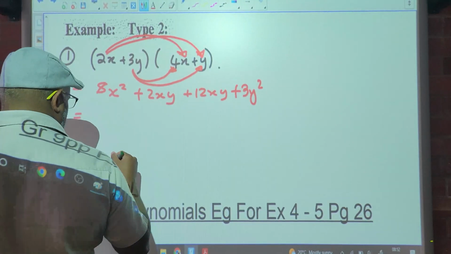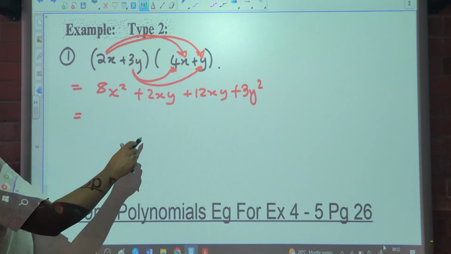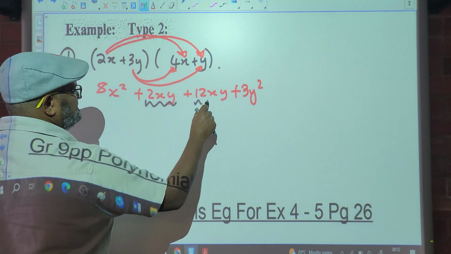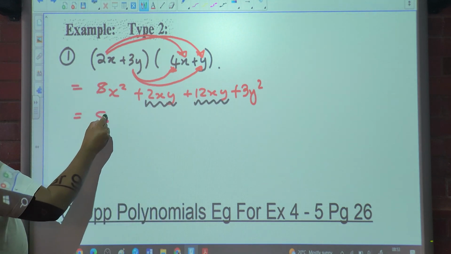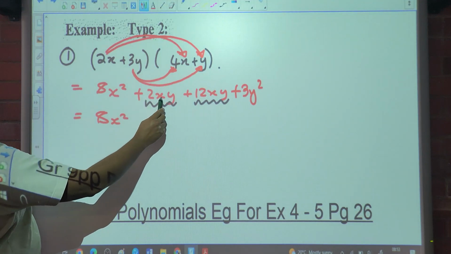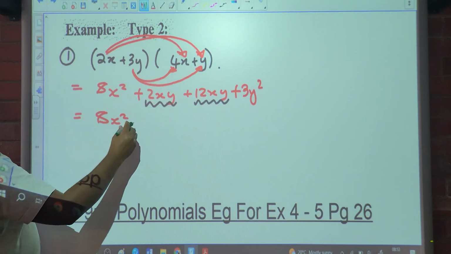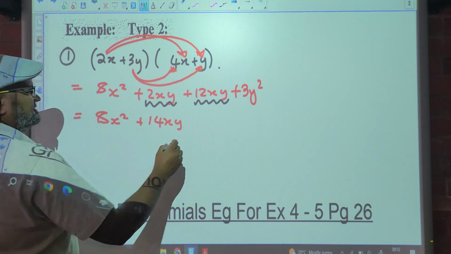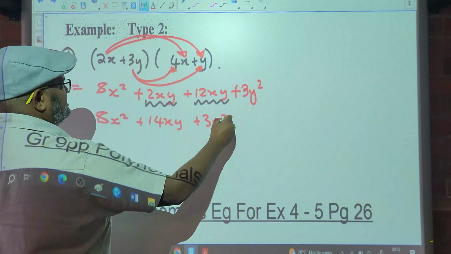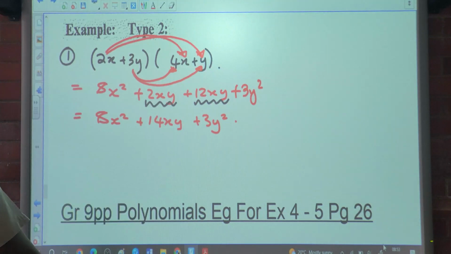Okay. So what are we going to look for now? Like terms. These are the only two like terms here. Not so? So what do I write? 8x squared. 2xy plus 12xy is going to give you 14xy, plus 3y squared. Is there any confusion?